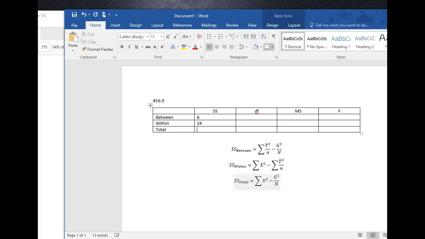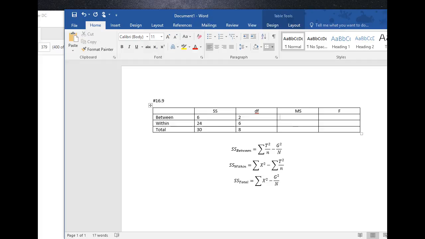And then for the sum of squares total, I could use the formula, or I know that the sum of squares between and the sum of squares within add, so I get a total of 30. Now for the degrees of freedom. For the between category, this is the number of groups minus 1, so 3 groups minus 1 gives me 2 degrees of freedom. The within category is the total number of data items minus the number of groups, so 9 data items minus 3 groups gives me 6. The total is the total number of data items minus 1, which is 9 minus 1, or 8. And it's also the sum of 2 plus 6.